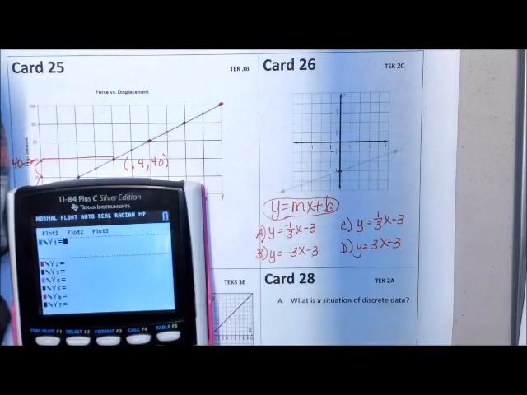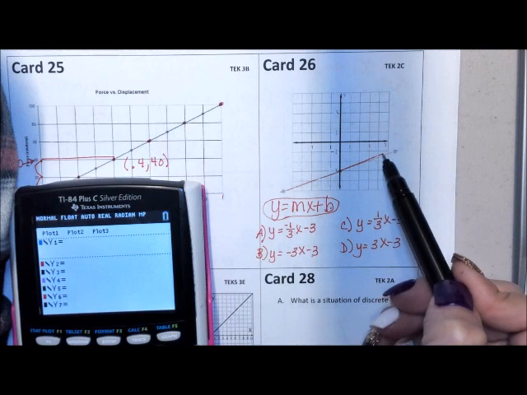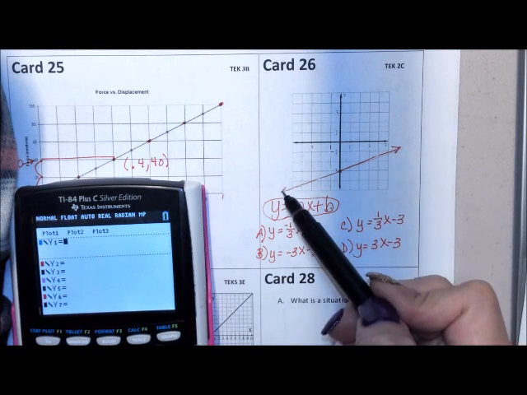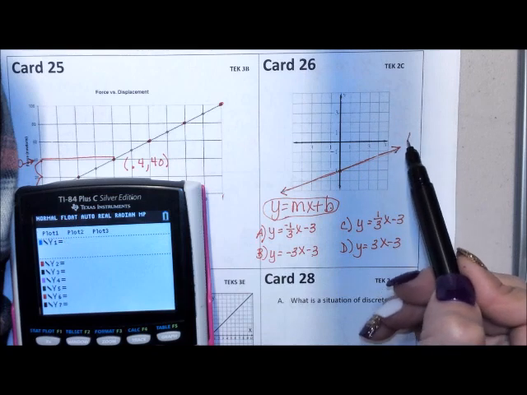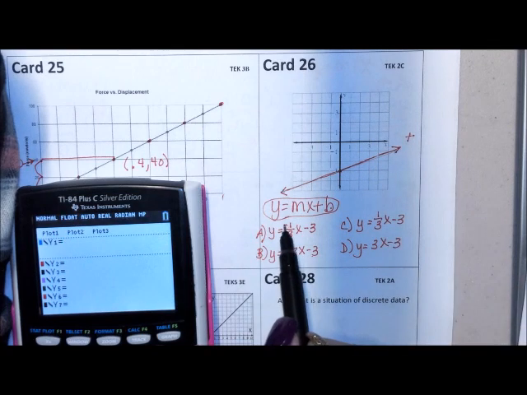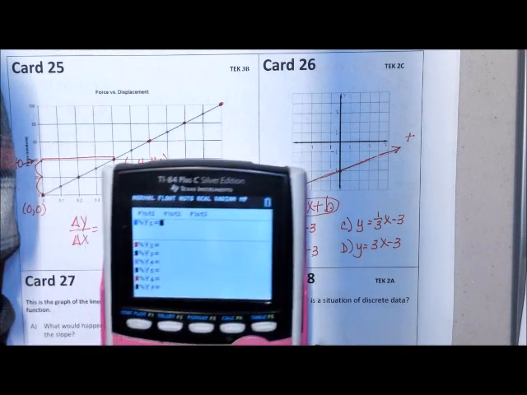Well, let's see. What can you tell me about this graph right here? Is it a positive slope or a negative slope? Read it from the left to the right. It's growing. So this is a positive slope. This is a negative slope. This is a negative slope. Positive. So, okay, it's one of those. So I've already eliminated a little bit.